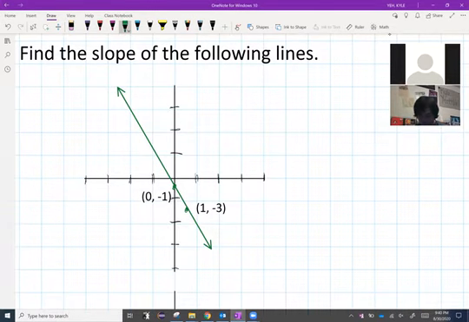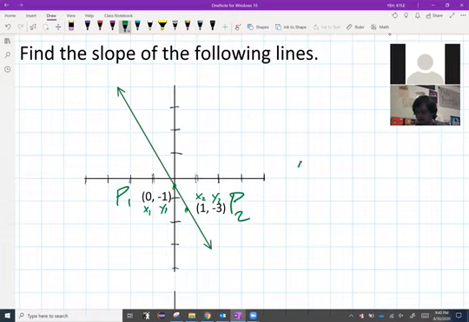So what I'm going to do is I'm going to call this point 1 and this point 2. And the truth is it doesn't really matter which one is 1 or 2 as long as we stay consistent. Meaning if this is x1, then this has to be y1. It can't be like x1, y2. So x1, y1, and then x2, y2.